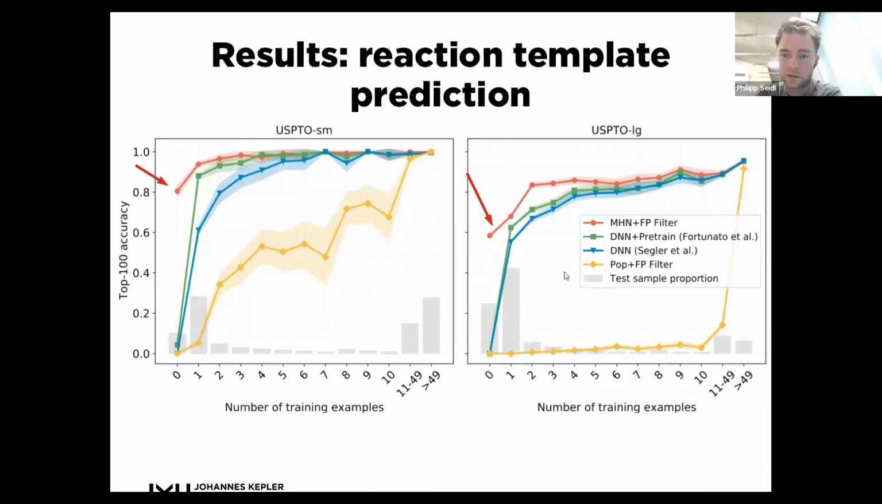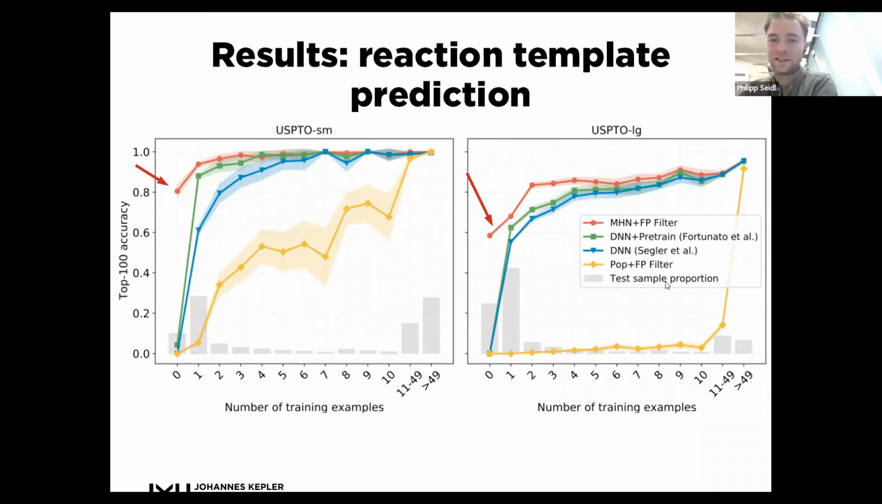And again, you can see here with the gray bars in the background that actually the most amount of samples in the data set are in the setting between 0 and 1 shot. So yeah, this is really, really cool.